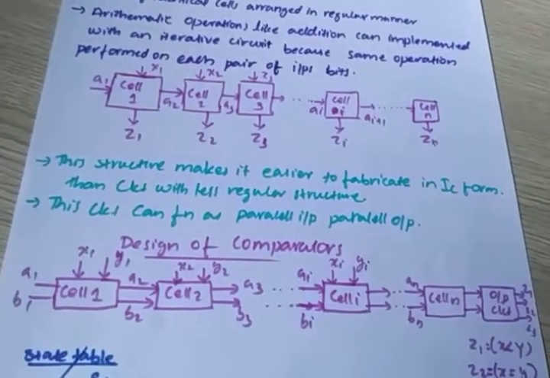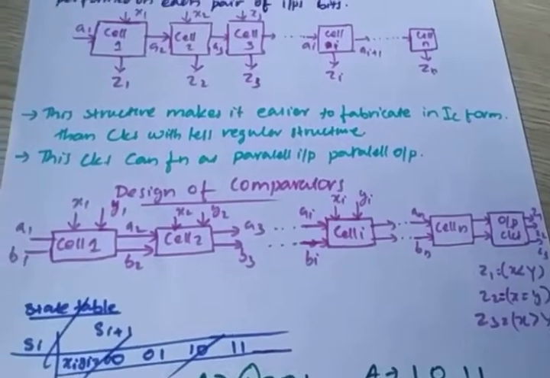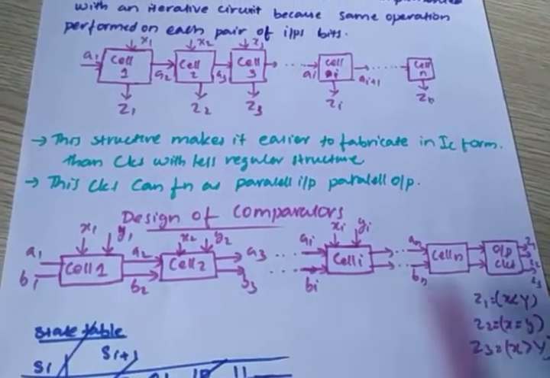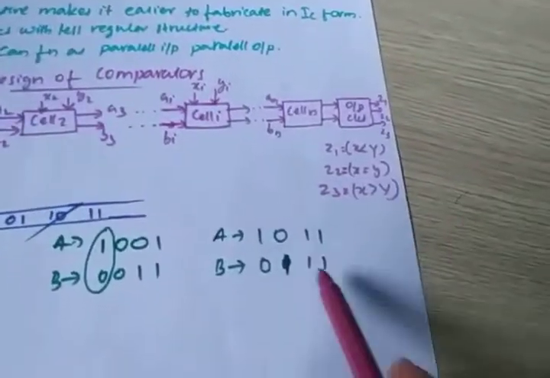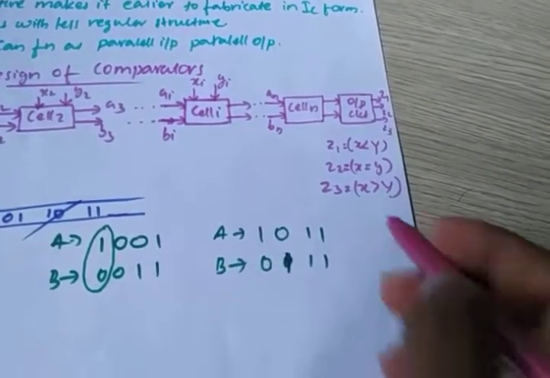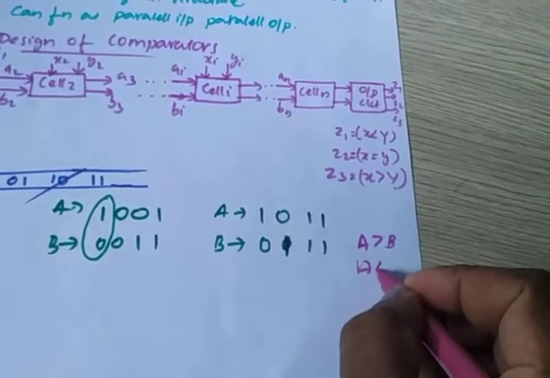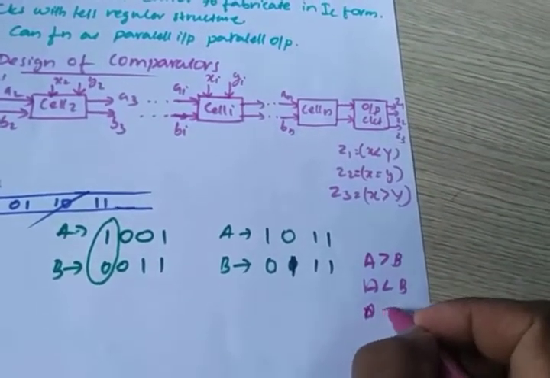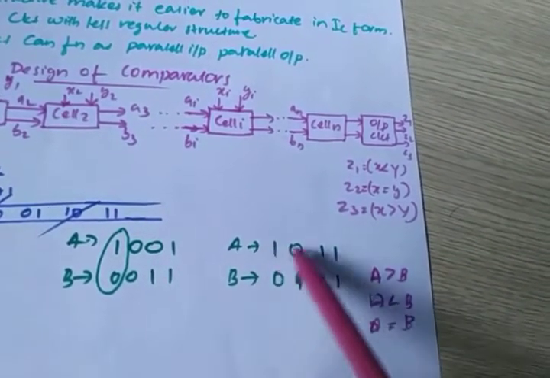How to design? For example, I am taking the design of a comparator here. Comparator means what? Here I am drawing an input comparator. What is a comparator? Consider these two bits A and B. We need to check whether A is, only three conditions are there: either A greater than B, or A less than B, or A equal to B. Three conditions are there.